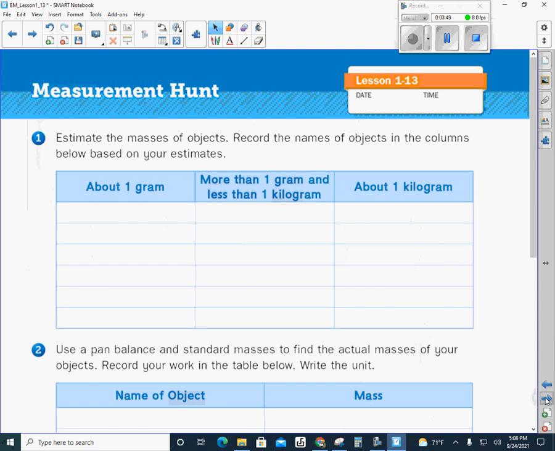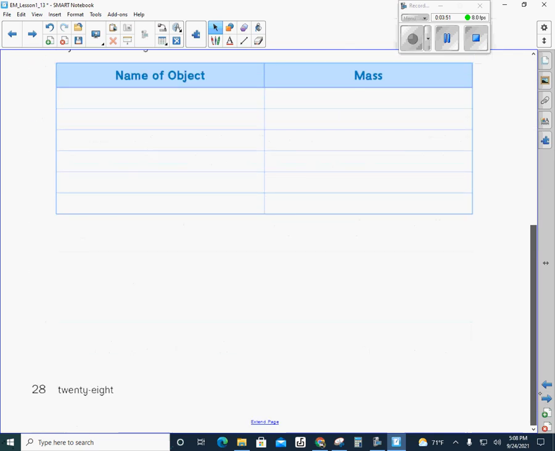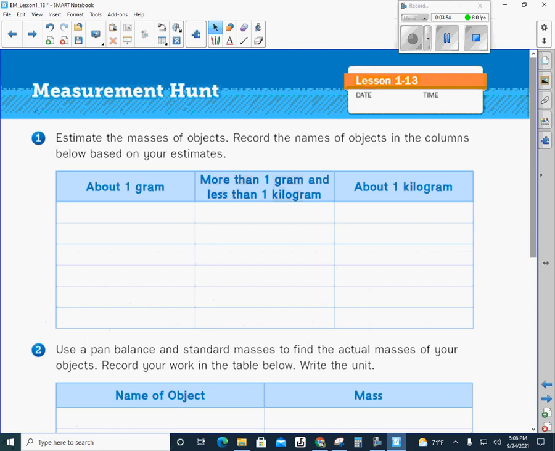Now what I need you to do is turn in your workbook to page 28, and I also need you to gather some items around your house, okay? Maybe gather the remote control, or a deck of cards, or a marker, maybe a marble, smaller things that would actually fit inside of our pan balance at school. I want you to gather a few of those objects. Go ahead and pause the video, and then come back when you're ready.